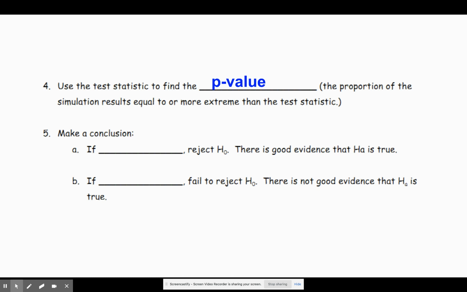Finally, we make a conclusion. And remember, this is based on the p-value. So if the p-value is low, which we define as less than 5%, we reject our null hypothesis. And that means that we have good evidence that our alternative is true. And if p is greater than or equal to 5%, we fail to reject the null hypothesis. And that means we do not have good evidence that the alternative is true.